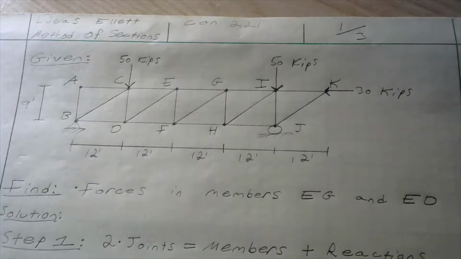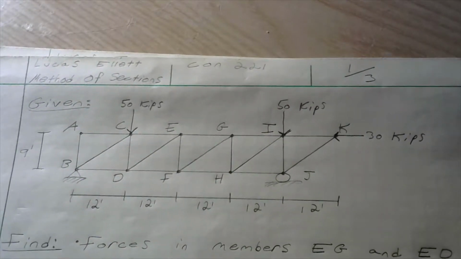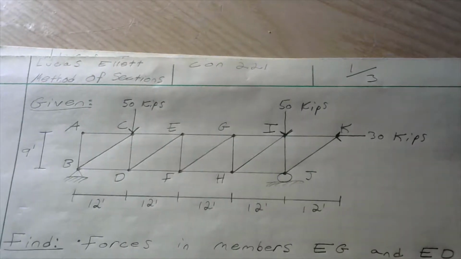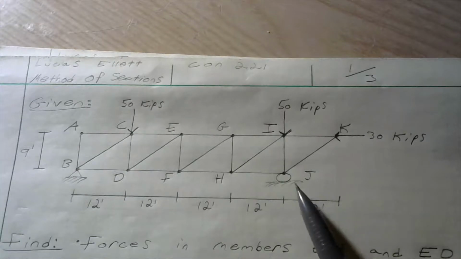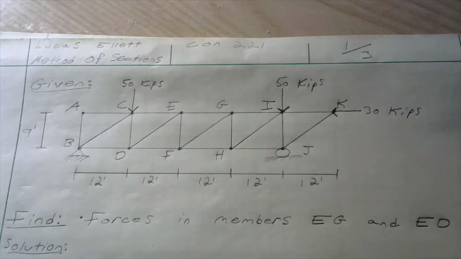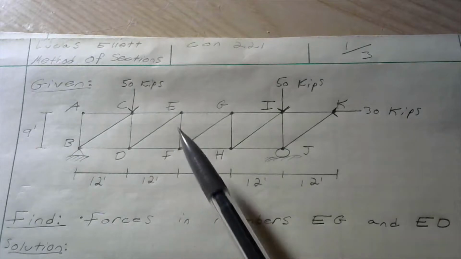Today I'm going to go over the method of sections. This is going to be covering your second exam, and here is the problem that we're given. You can see these are the forces, this is the structure that we're given, and here's the pin support, the roller support, distances, and it's asking us to find the forces in members EG and ED right there.